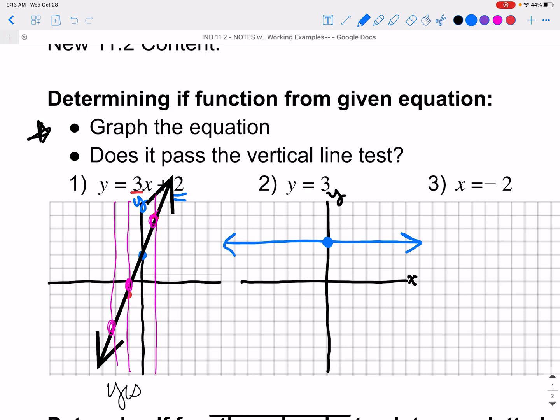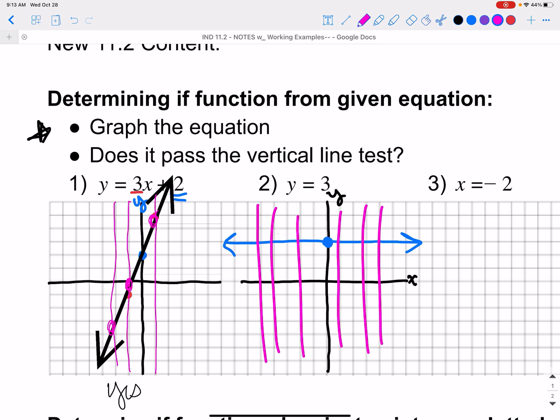Okay, so does this horizontal line pass the vertical line test? Well, of course it does, because every vertical line that we try to draw intersects our blue line at just one point. The blue line never circles back and touches one of our pink lines again. So this definitely passes the vertical line test. So yes, this is a function.